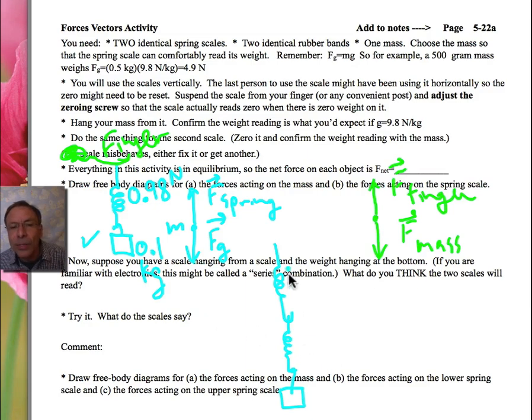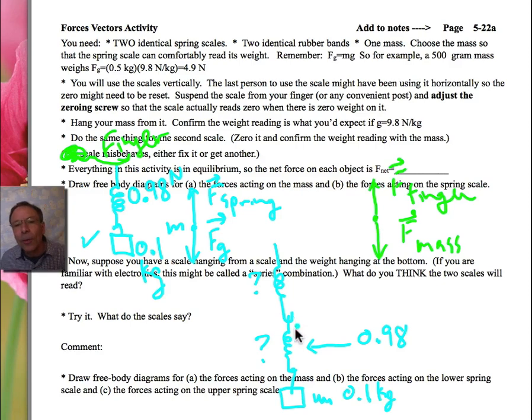So what are these two going to be saying? What's this scale going to say? Here the mass is still 0.1 kilograms. All right, so what do you think? Would you agree with me that this one is going to say the same as before? It's going to say 0.98 newtons. Okay. And what's this one going to say?